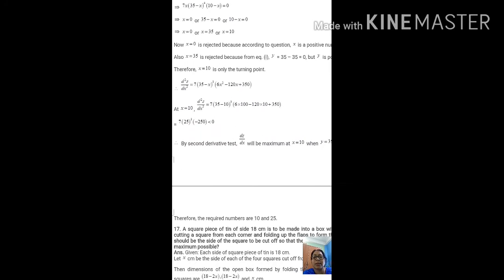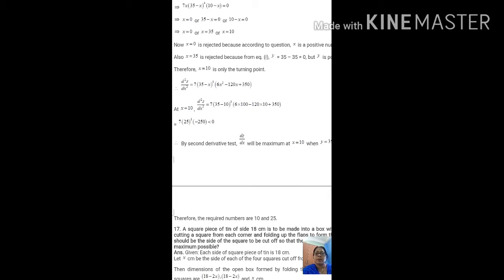Now we are getting the values x equal to 0, x equal to 35 and x equal to 10. Three values we are getting. So x equal to 0 we have to reject, because according to this question x is a positive number, so x equal to 0 we cannot consider. Again x equal to 35 if we consider, then y is coming 0, so this also we cannot consider. And we have to take only one turning point, that is x is equal to 10.